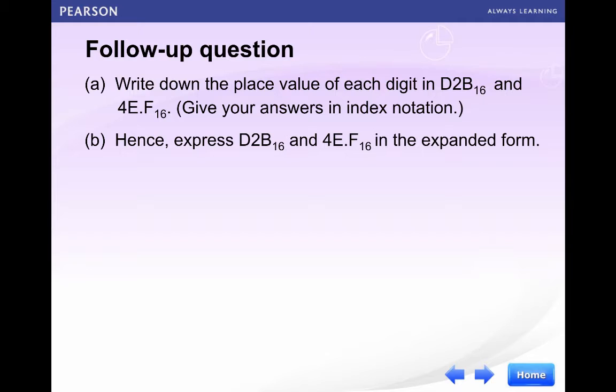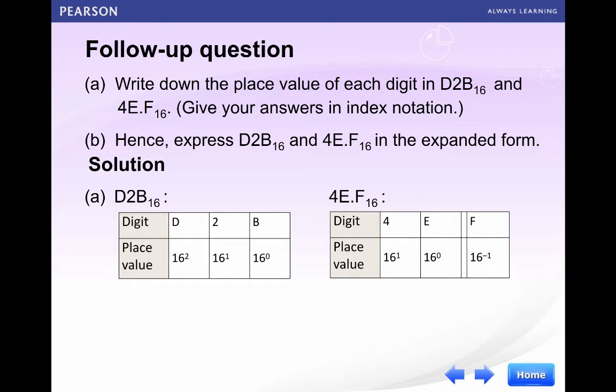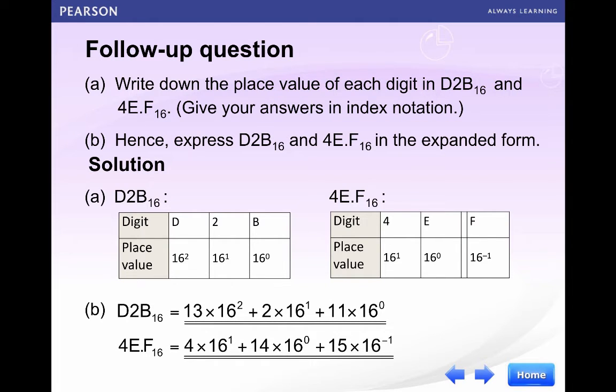In this example, we try to write down each place value for the digits. For D0B base 16, the place values are 16 squared, 16 to the power 1 and 16 to the power 0. For the next value, 4E.F, F will be 16 to the power negative 1, E is 16 to the power 0, 4, the place value is 16 to the power 1. And we write it as expanded form, we just write it like this. D will become 13, B is 11, E is 14, F is 15.